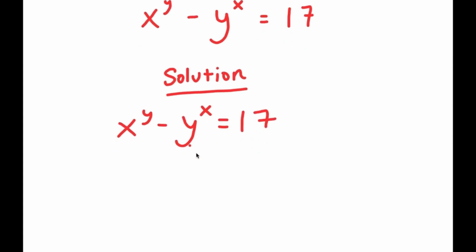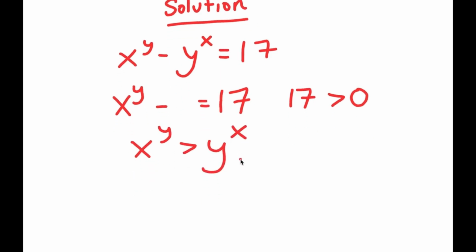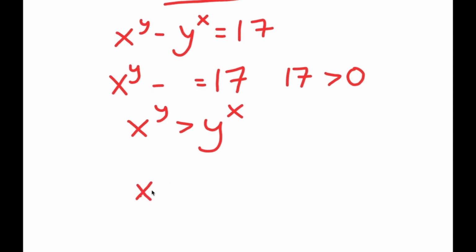Now to start, just by looking at this equation, what can we infer? Well, notice how we have x to the power of y minus something is equal to 17. And 17 is greater than 0, right? Meaning, x to the power of y is greater than y to the power of x. And this also must mean that x is greater than y, and y is greater than 0.